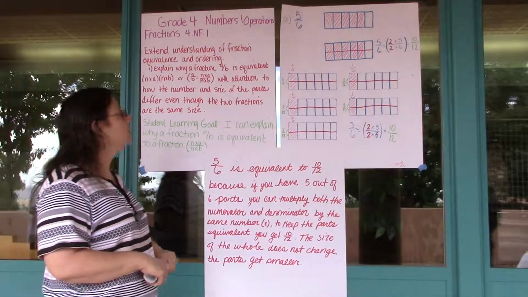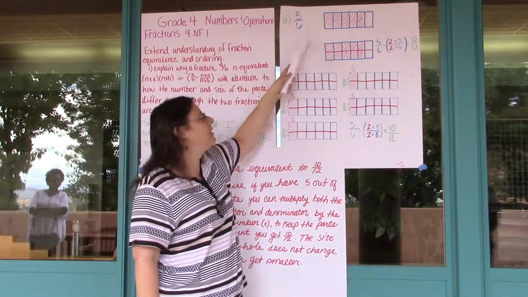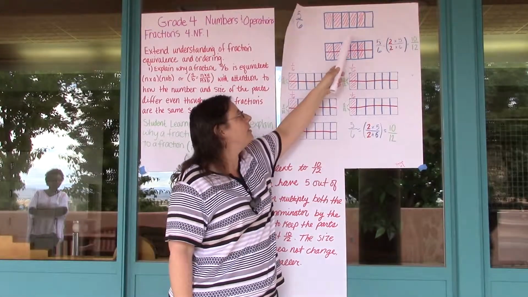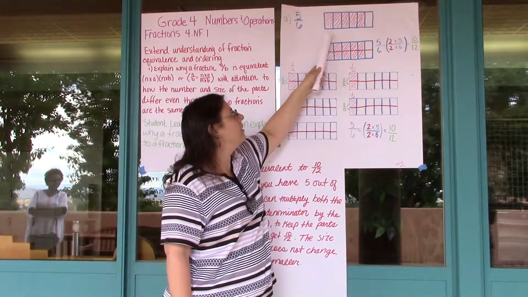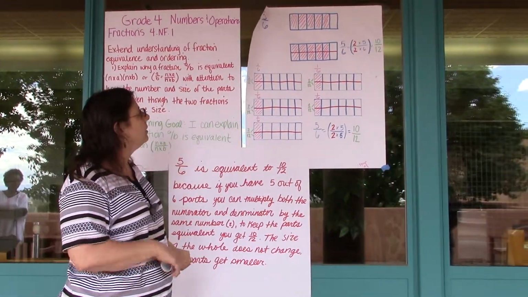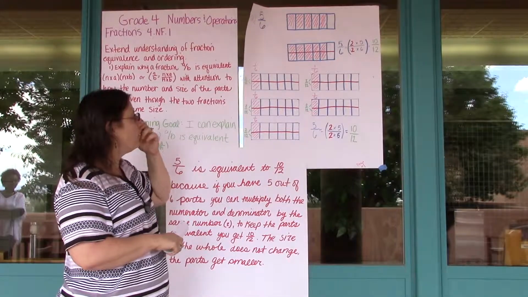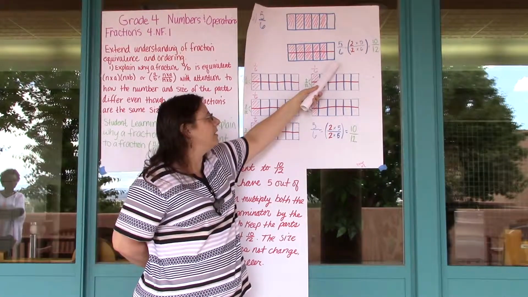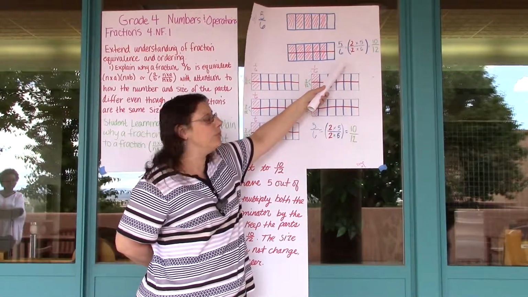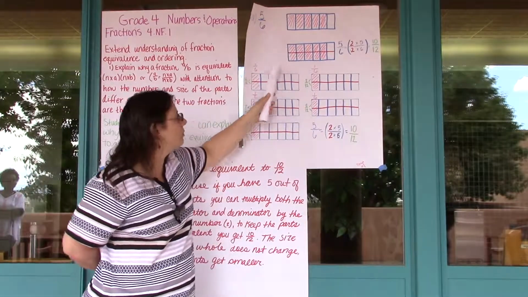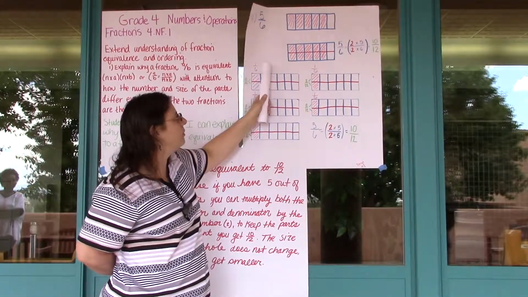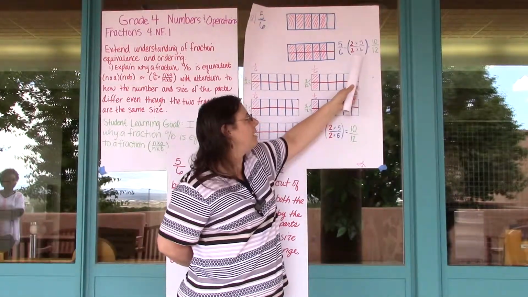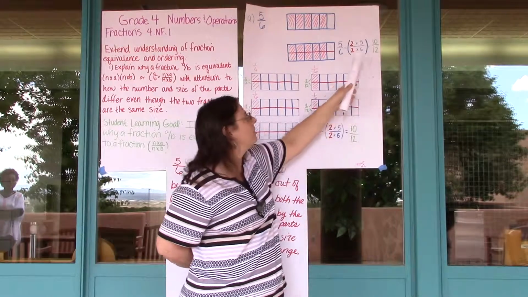Our model or image problem, our first problem, is 5/6. With 5/6 we're showing 6 equal parts with 5 shaded in. So then one representation is we would have to multiply 5/6 by 2 to get an equivalent fraction. When we multiply it by 2, with this image, we're going to be getting 10/12.